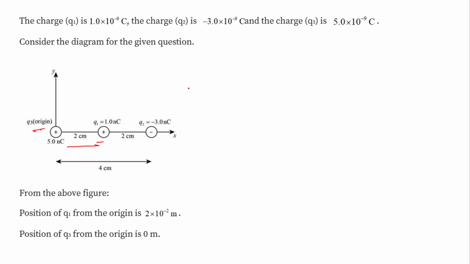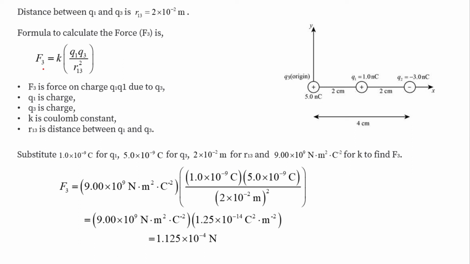So from here, as we substitute the values in order to find the force, which is equal to K into Q1 Q3 divided by R13 square, where R13 is 2 centimeter. Now let's substitute the values and we can find F3, that comes out to be 1.125 into 10 to the power minus 4 Newton.